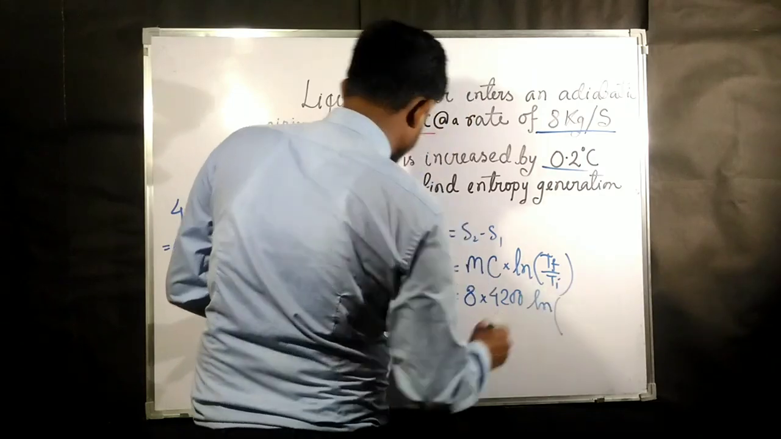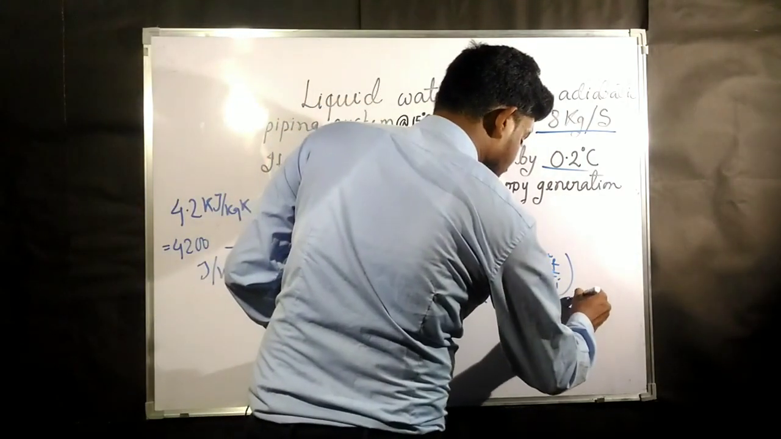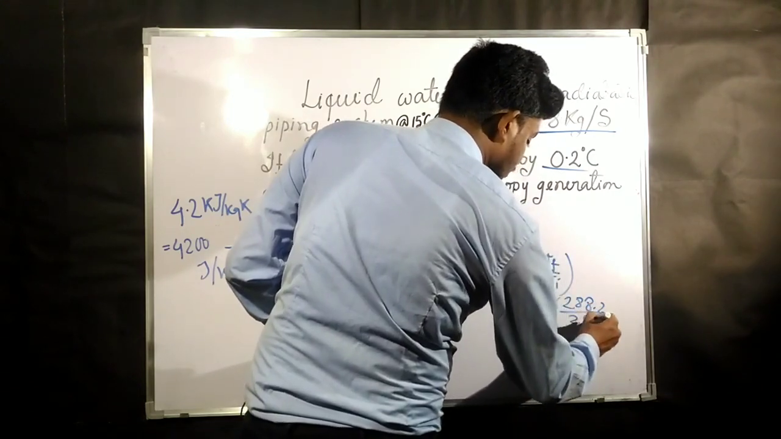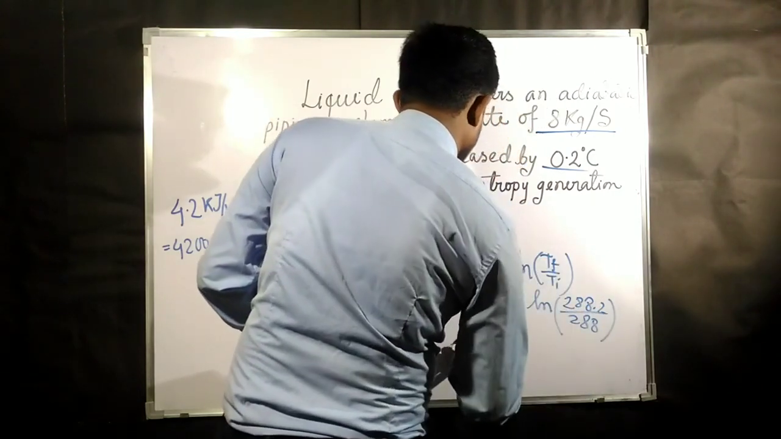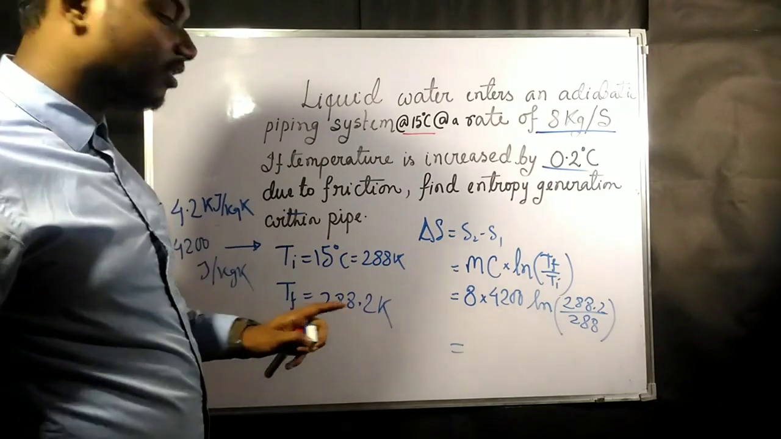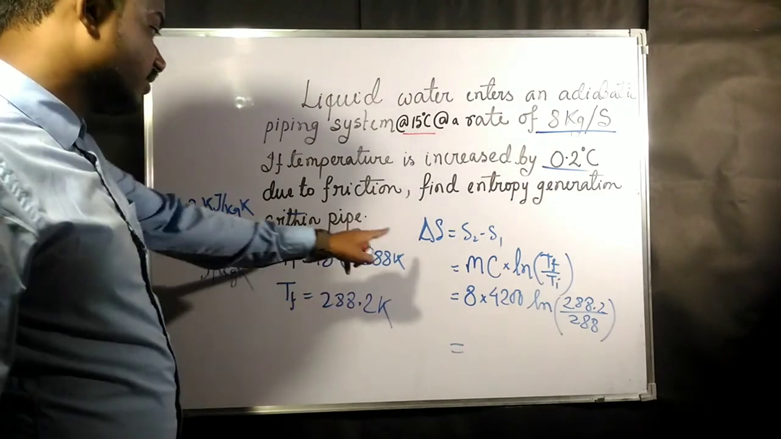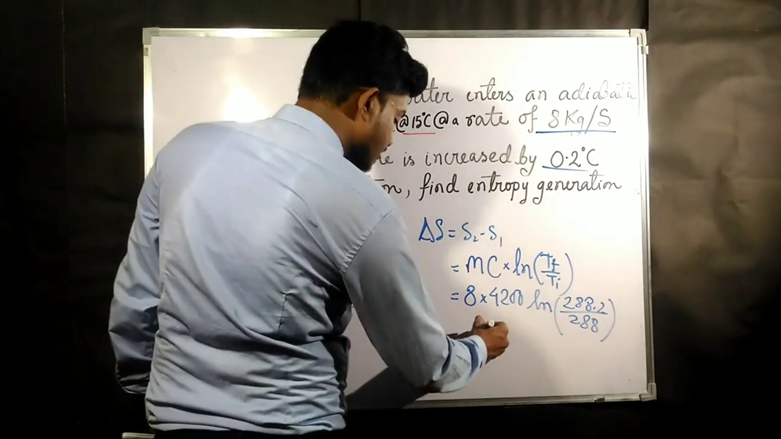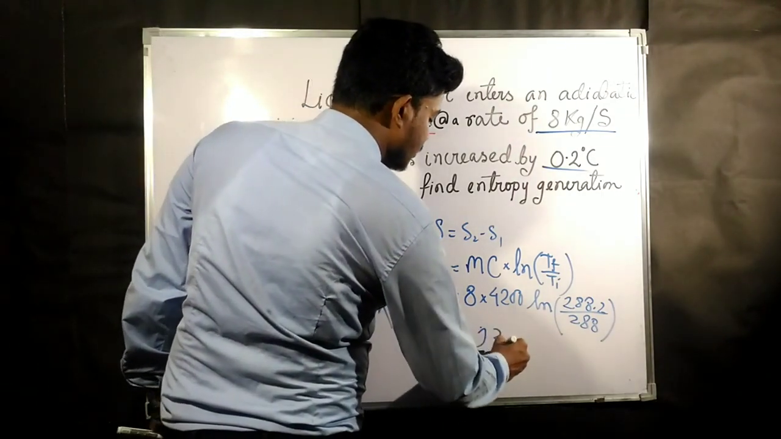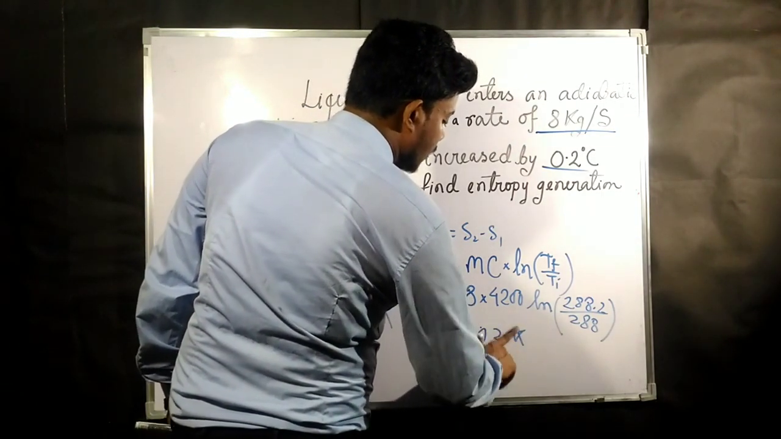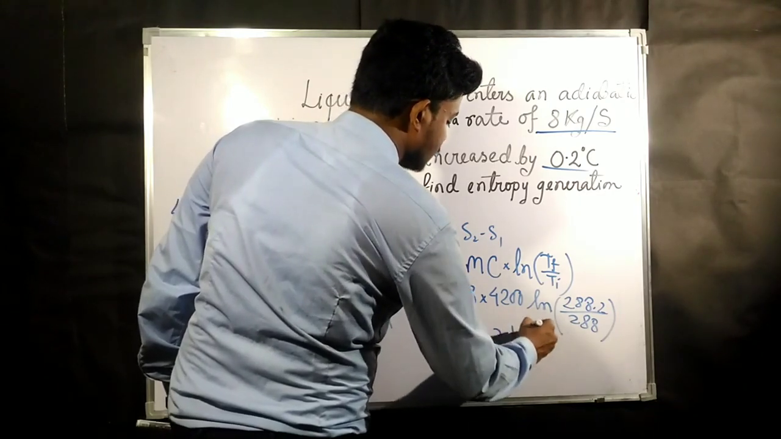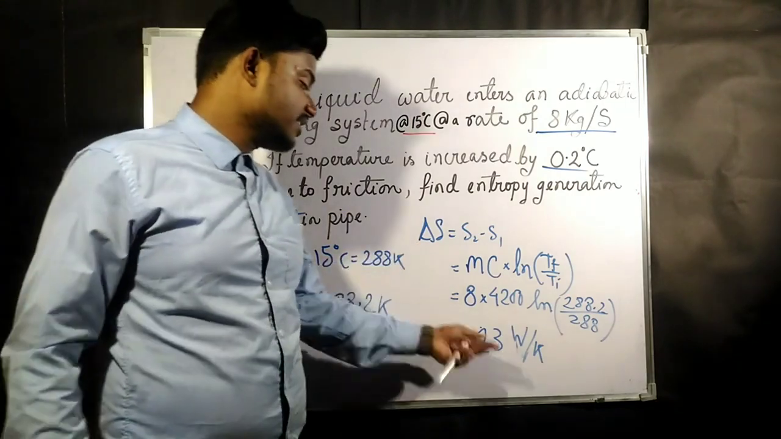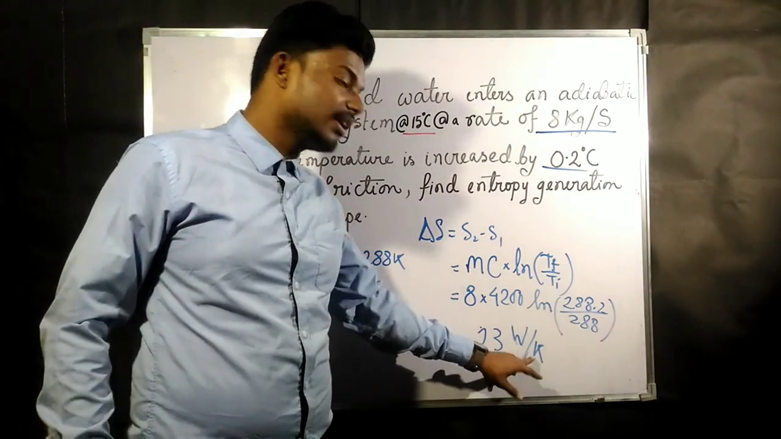ln of T final, which is 288.2, divided by the initial temperature, 288 Kelvin. If you calculate this, the final value of del S, the entropy generation, you are going to get is 23 watt per Kelvin. Generally, the entropy change is given as watt per Kelvin.